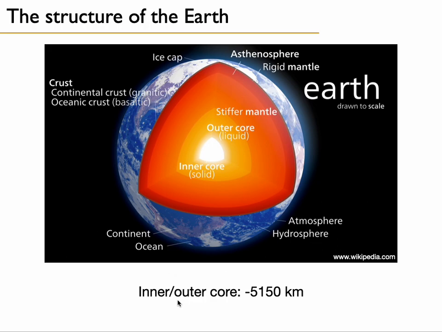The boundary between the inner and the outer core is located at about 5,150 kilometers, somewhere here. The boundary between the outer core and the mantle is located at about 2,890 kilometers. What we have above this is the mantle.